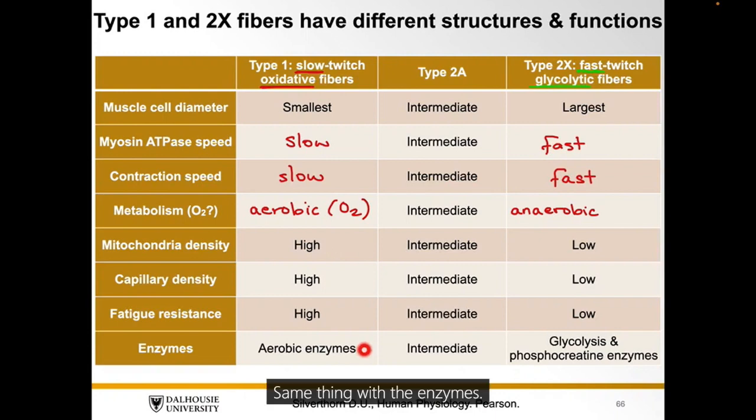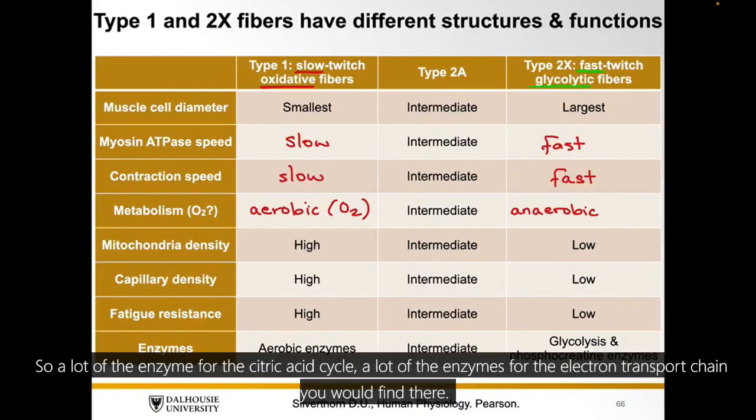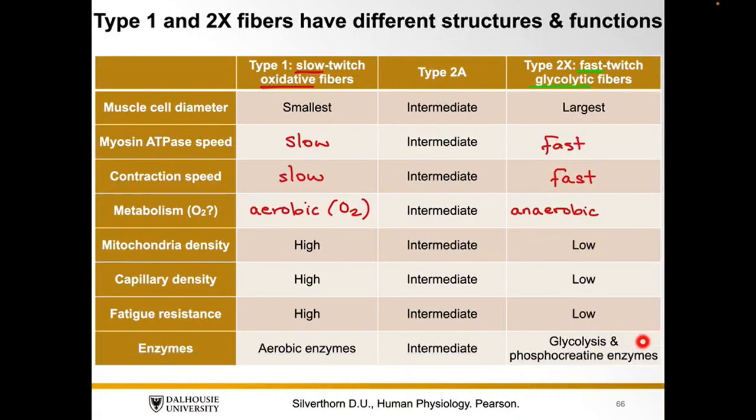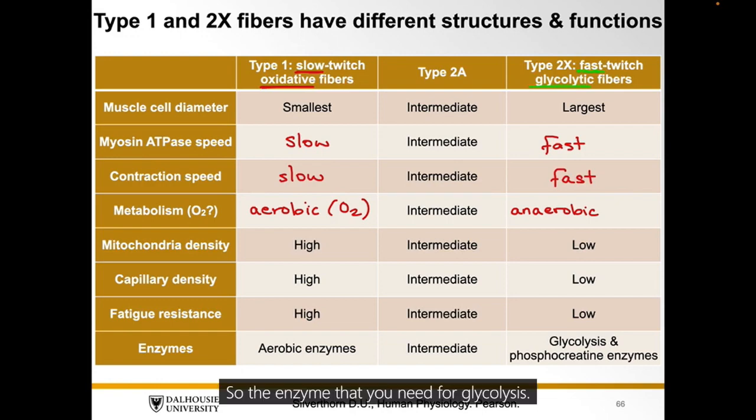Same thing with the enzymes. If you look inside a type 1 muscle cell, it expresses a lot of enzymes that are necessary for aerobic metabolism. So a lot of the enzymes for the citric acid cycle, a lot of the enzymes for the electron transport chain you would find there. In contrast, if you look at the enzymes in the type 2X fibers, what you find is a lot of the glycolytic enzymes, the enzymes that you need for glycolysis.